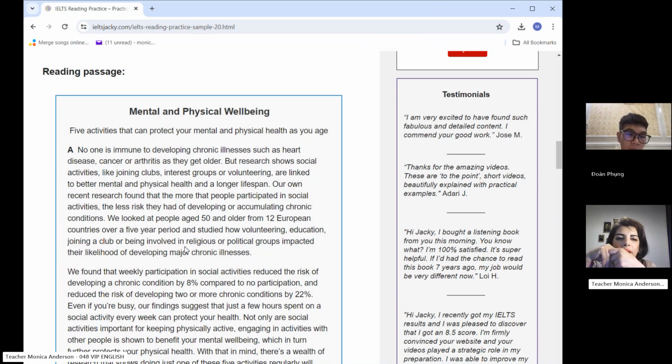Yeah, okay. So, first of all, now we read this word. Let's read the beginning. No one is immune to developing chronic illnesses such as heart disease, cancer, or illnesses as they get older, but research shows social activities like joining clubs, interest groups, or volunteering.